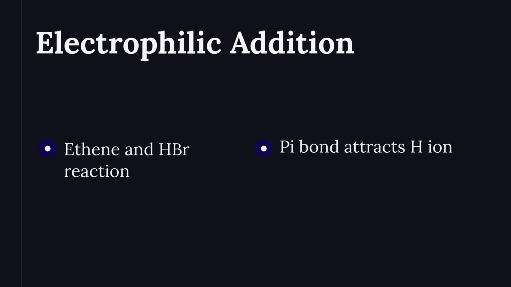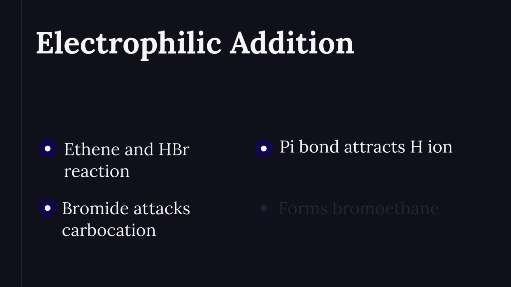Ethene reacts with hydrogen bromide in electrophilic addition. The pi bond attracts the hydrogen ion, forming a carbocation. A bromide ion then attacks the carbocation. This forms bromoethane, converting the double bond to a single bond. This example illustrates the electrophilic addition mechanism.